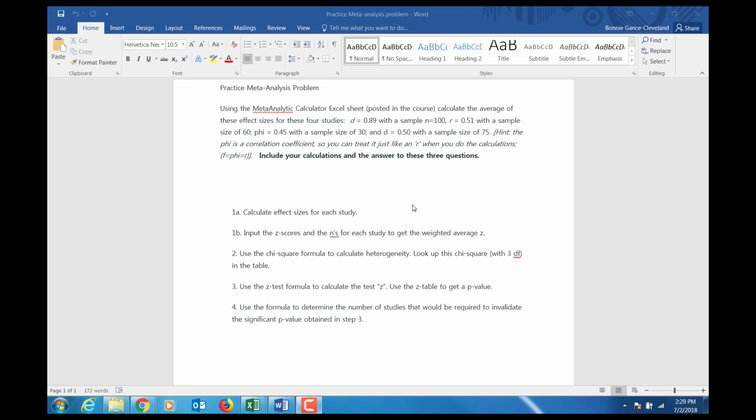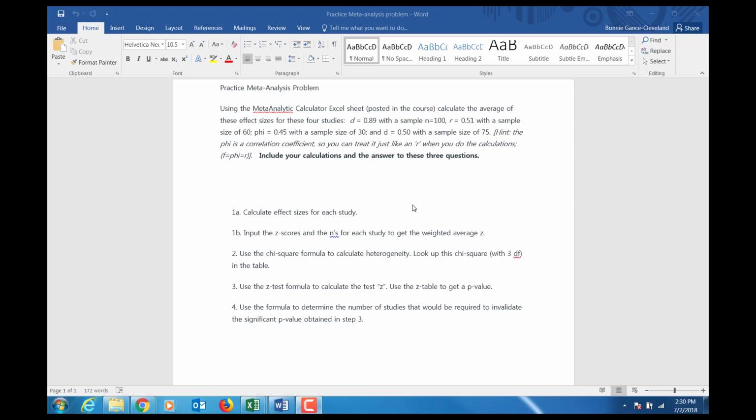The first one has a D reported of 0.89 with a sample of 100, the second an R of 0.51 with a sample size of 60. The third study reports a phi of 0.45 with a sample size of 30, and the last study reports a D of 0.50 with a sample size of 75. The hint for this assignment is that the phi is a correlation coefficient, so you can treat it just like an R when you do these calculations. So phi equals R.